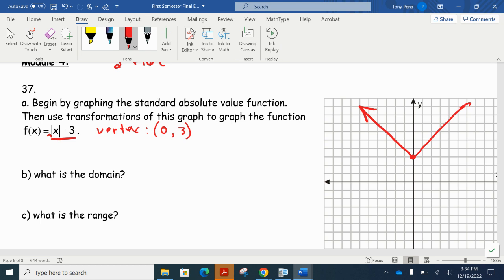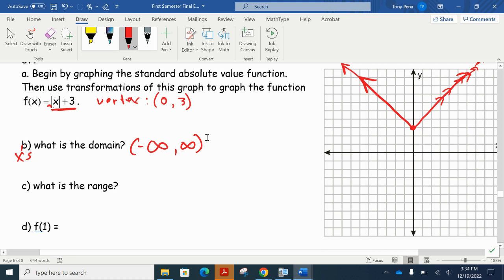So if I ask you your domain and range, domain again is all of your x's. So if we look at this, how I always approach domain is I ask myself, does this go left forever? And you would say yes. And then does this go right forever? Which it does. There are no gaps anywhere. So our domain would just be -infinity to infinity. We hit every x value.